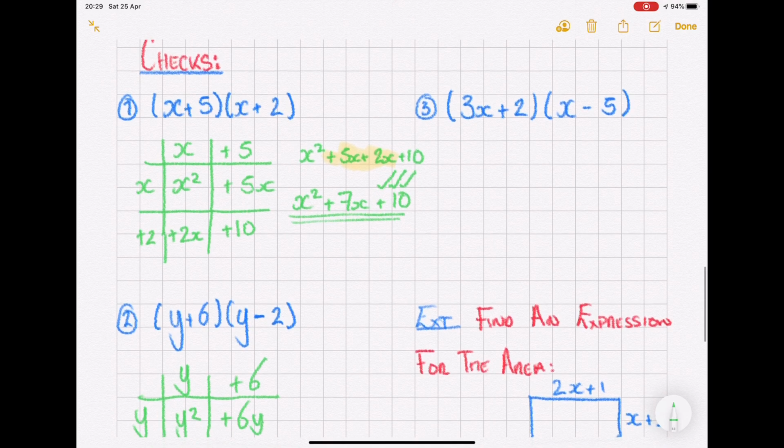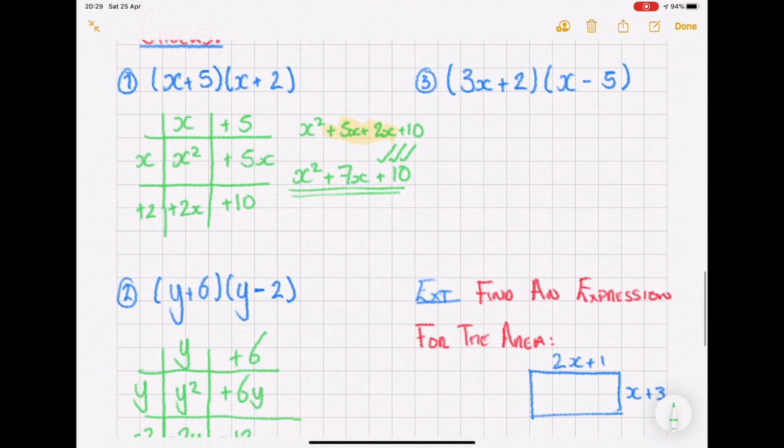Okay. Let's have a look at this third example. Let's squeeze this in. So I'm going to go small for this one. Was that a bit too small? Okay, so 3x plus 2, x minus 5. And here's 3x squared. Over here is positive 2x. Down here is minus 15x. And down here is minus 10.